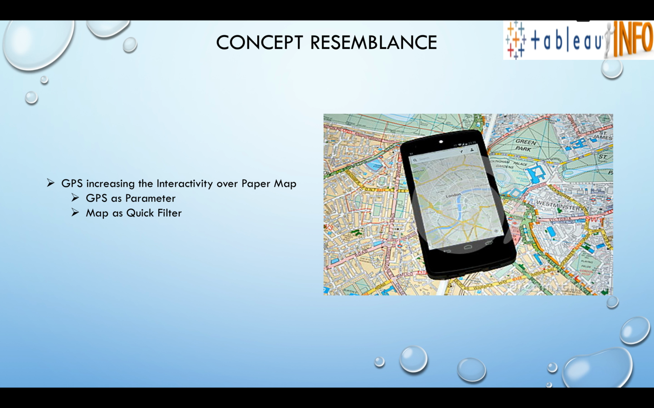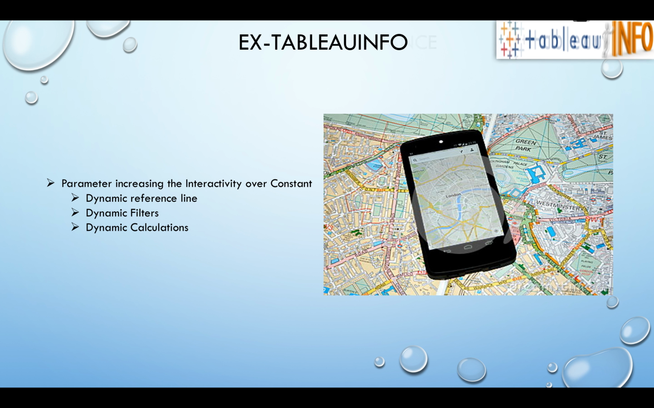So this is the conceptual resemblance that I've found with GPS. You can say GPS is the parameter and the map is the quick filter, where quick filters are also there but are not as dynamic as parameters are. Now we'll have a hands-on example and try to understand more about that.